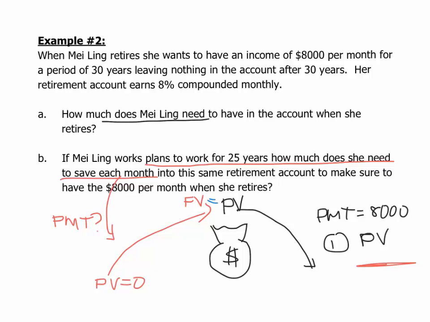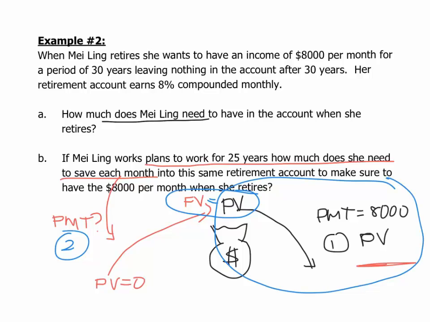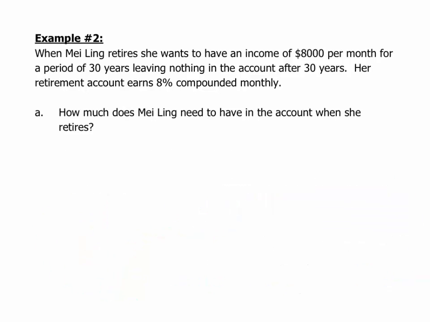And the key here is that the future value of the accumulation side is going to equal the present value of the withdrawal side. The first thing we're going to do is solve this side of the scenario. We're going to get this present value, and then we're going to use that to solve this second side of the scenario. Let's look at solving that first side, the withdrawal side of the scenario.